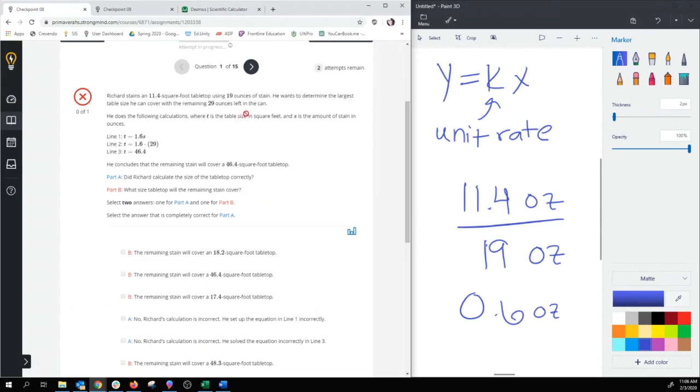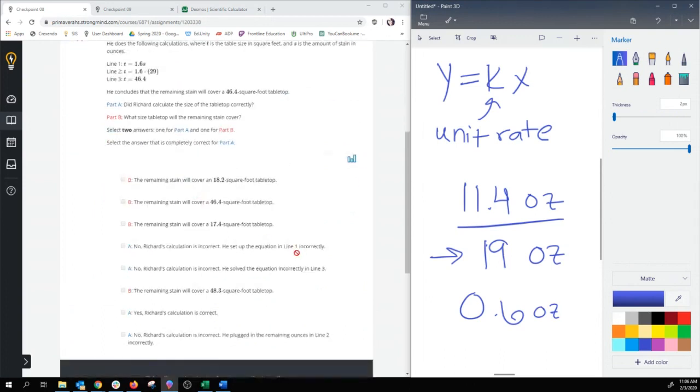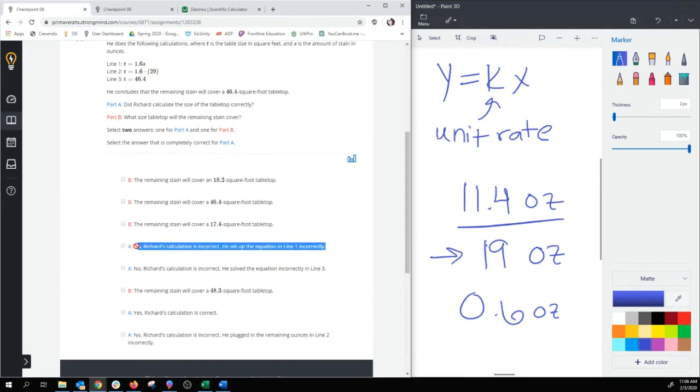So whenever you're creating a ratio, your bottom should be your total, like this is how much I have. Since the problem says that he can stain 11.4 square feet using 19 ounces of stain, the 19 ounces is essentially his total, which is why the 19 ounces should go on the bottom here. So for part A, no, Richard's calculation is not correct, and it's just because this first number in his equation is incorrect. He set up the equation in line 1 incorrectly.